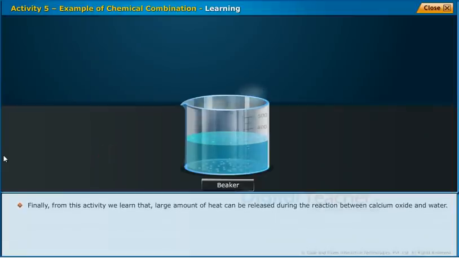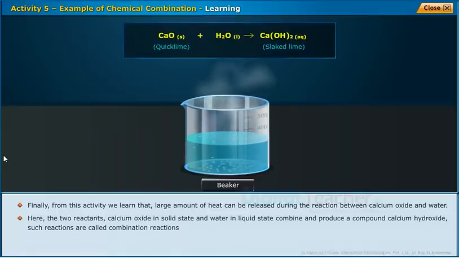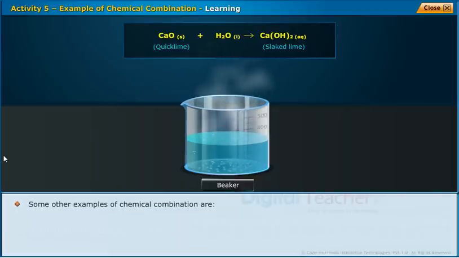Finally, from this activity, we learn that large amount of heat can be released during the reaction between calcium oxide and water. Here, the two reactants, calcium oxide in solid state and water in liquid state, combine and produce a compound calcium hydroxide. Such reactions are called combination reactions. Some other examples of chemical combination are shown on screen along with their respective equations.